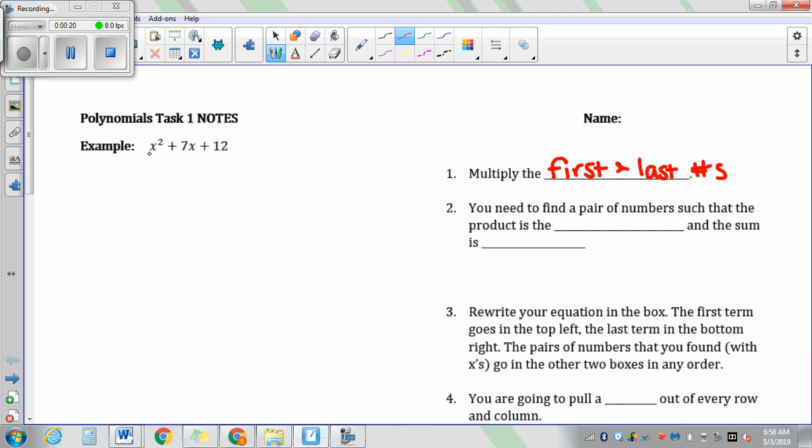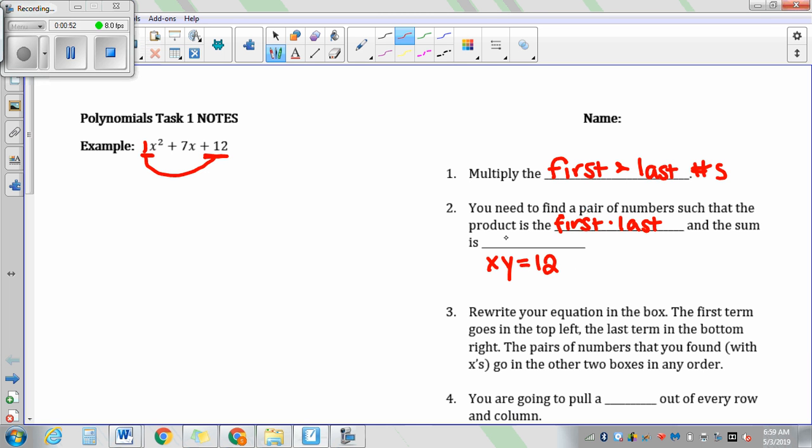So in this case, the first number, well, there isn't one, so there's a 1 there. The last number is a positive 12. So we need to find a pair of numbers so the product is the first times the last, right? So here, when I did 1 times positive 12, I got positive 12. So I can remember that as xy equals 12, right? Something times something equals 12.